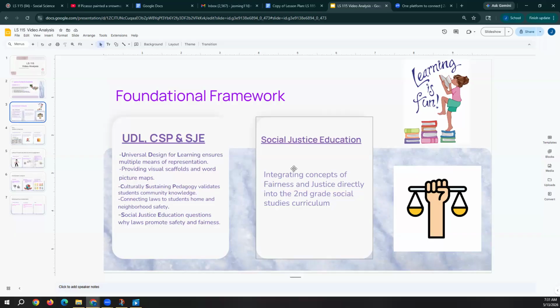So again, this lesson also integrates the SJE, which is also the social justice education. It allows students to connect the concept of fairness and justice to their own home and their neighborhoods, and directly into the second grade social studies curriculum.